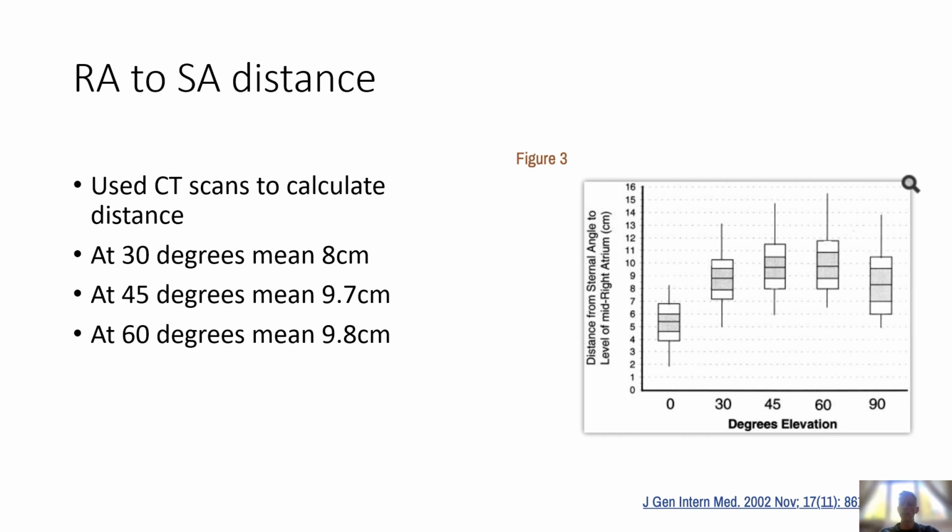In this study, investigators used CT scans to calculate the distance between the right atrium and sternal angle, and not only found that there was a significant variability in the distance, but also that the distance increased with a steeper incline of the head of the bed. It is notable that these numbers are well above 5 centimeters.